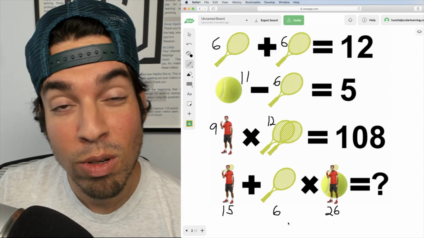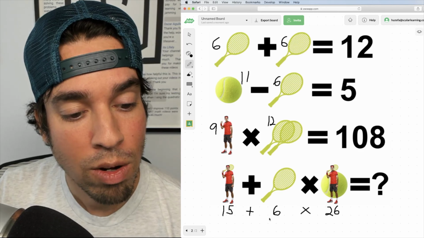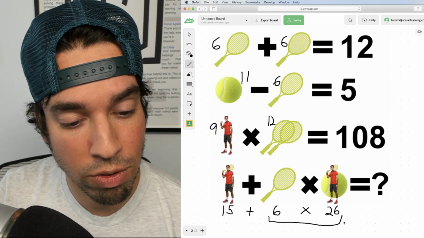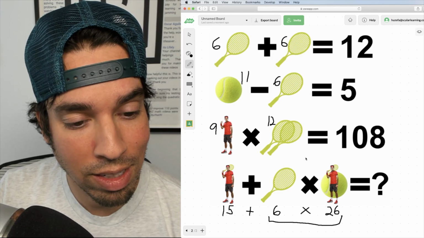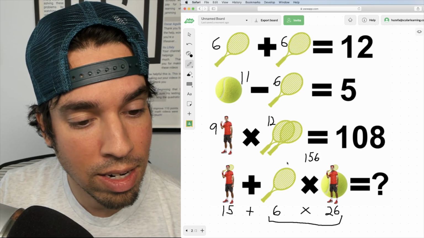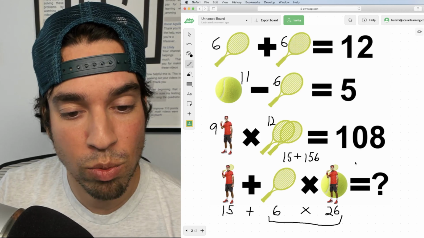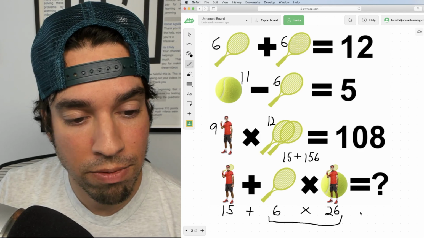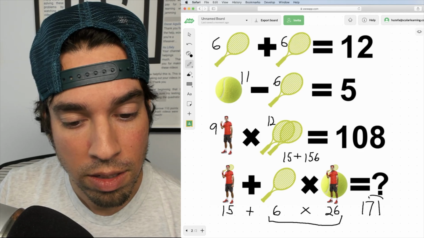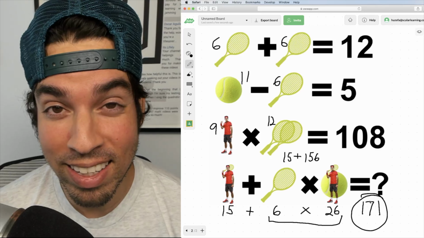Now here's the last little tricky part, right? I've got plus and I've got times, but what am I supposed to do first? When it comes to those two operations, I do multiplication first. So 6 times 26 is 156, and then I add that to 15, and 15 plus 156 gives me a final value, I'll put it down here, of 171.